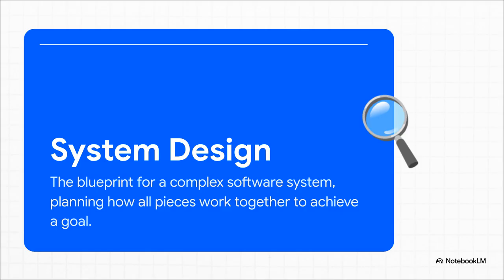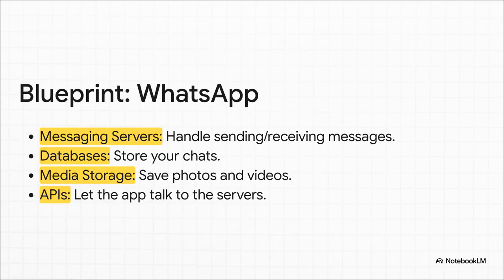It's kind of like planning a massive party. You've got to figure out where the drinks go, who's controlling the music, and how to make sure everything runs smoothly, especially when the whole neighborhood shows up. Let's make this super real for a second. Think about an app like WhatsApp. For it to work, you've got all these different parts doing their own thing. You have servers that are just passing messages back and forth, databases that remember all your conversations, special storage for all those photos and videos, and then you have APIs, which are like the waiters of the system, running back and forth between your phone and the servers.